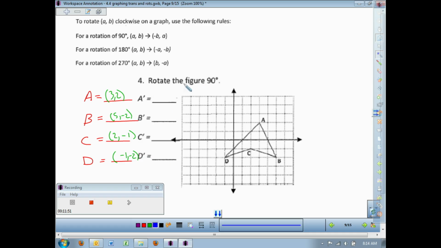Now, to rotate the figure 90 degrees, you want to change Y sign and then switch places. So, how about -2, 3, 2, 5, 1, 2, and 2, -1. There, I've used my rule to do this. Now let's graph this thing.